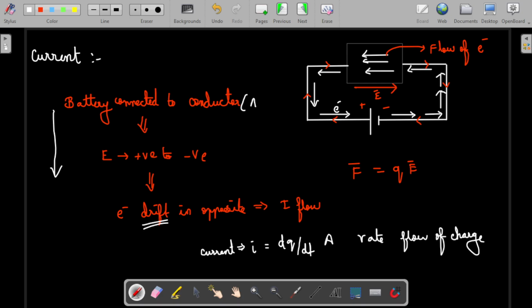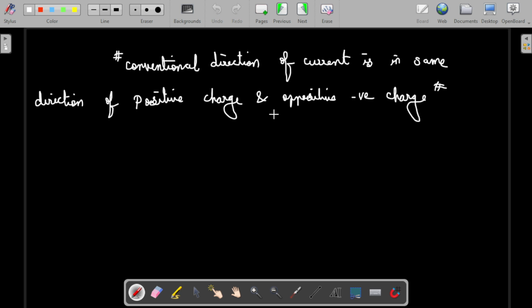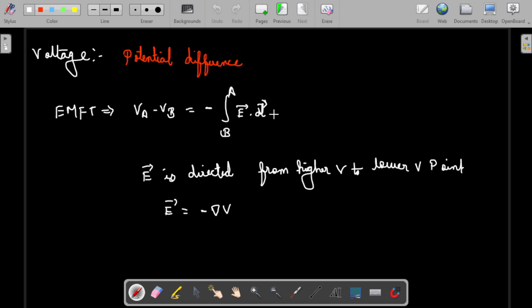So there will be a potential difference, this V. Because of the potential difference, the electric field will be created. Because of the electric field, the charges will move in the opposite direction. The opposite direction of the electron movement is considered as the current flow. Current always leaves the positive terminal of the battery and enters the negative terminal, which we already took. So the current flows from the higher voltage potential to lower voltage potential. The electrons flow from lower voltage to higher voltage.